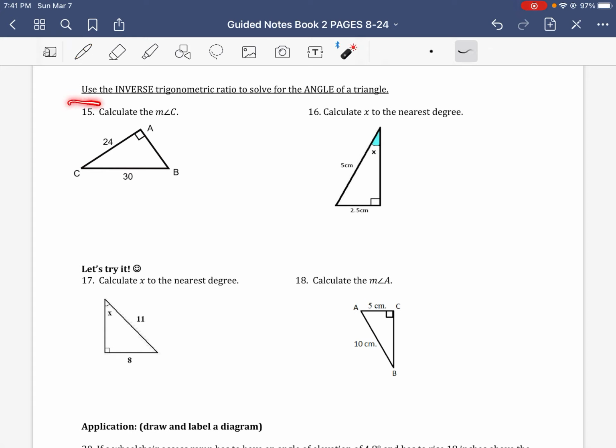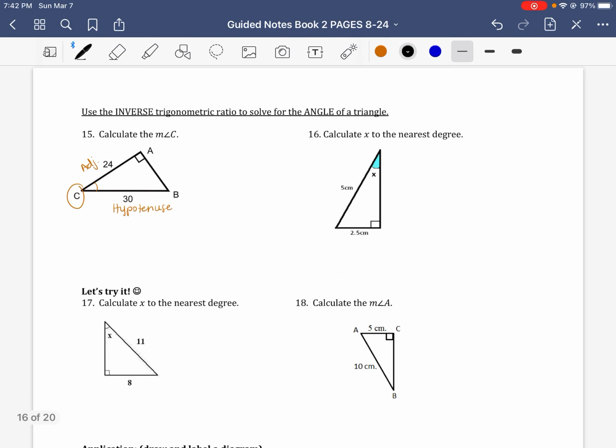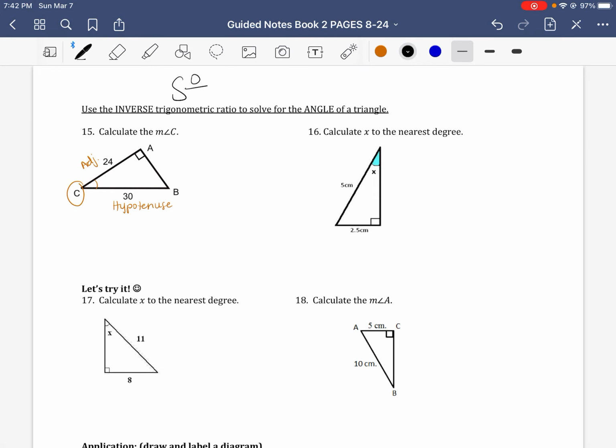Number 15 asks us just to calculate the measure of angle C. So this is angle C over here. Again, if that's my reference angle, it looks like we're given the hypotenuse and we're given the adjacent leg. So I look at SOHCAHTOA. I'm going to write it one more time. We're hopefully getting really good at writing this.